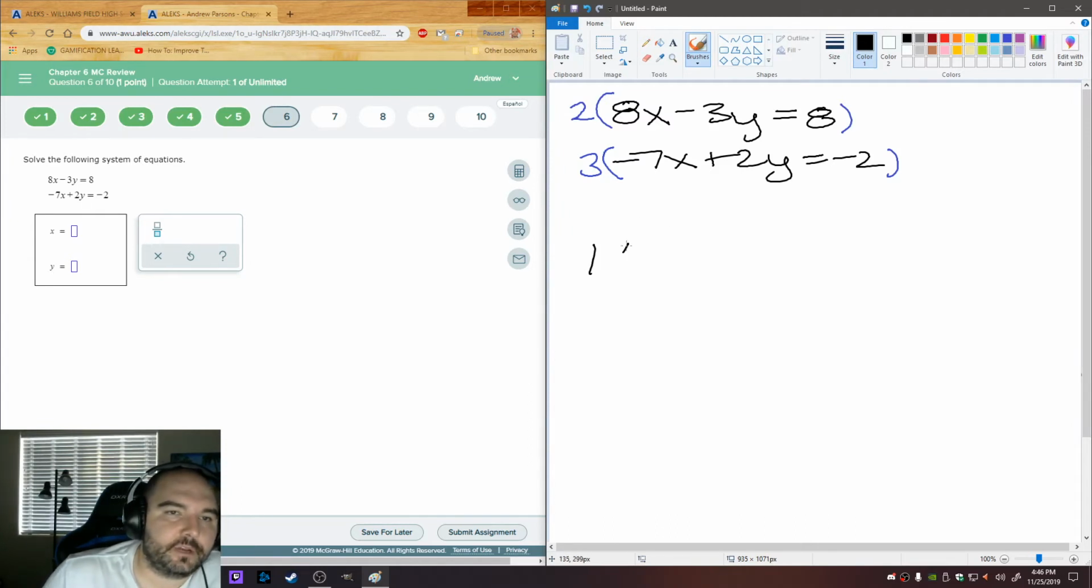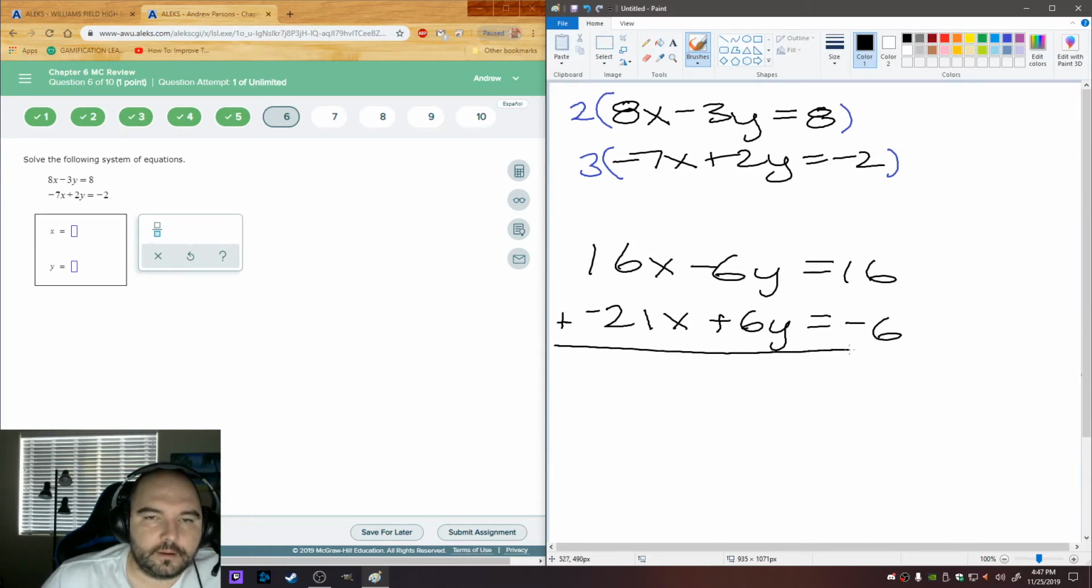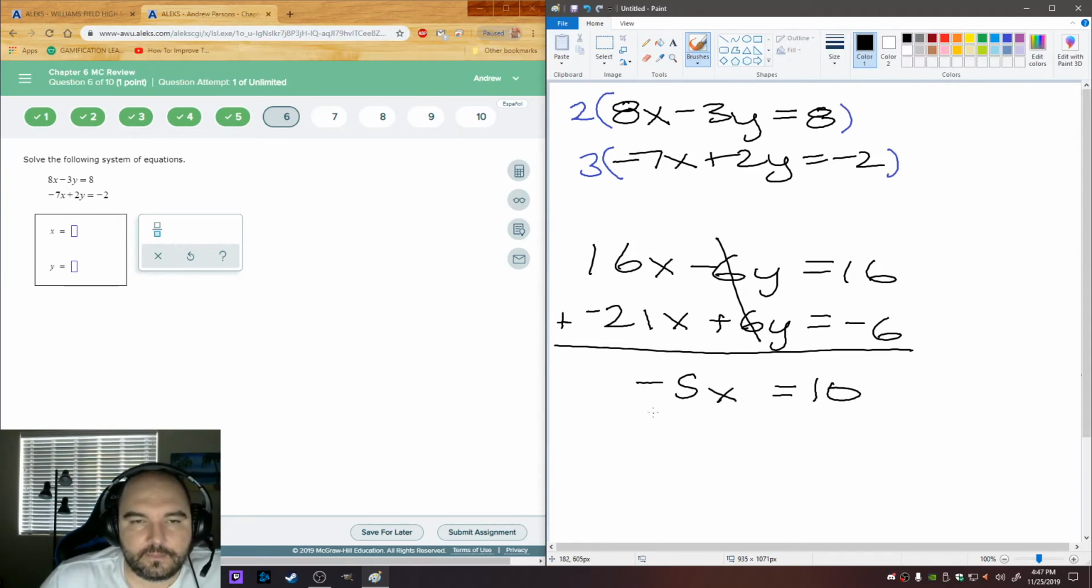All right, the first row is going to become 16x minus 6y equals 16. Lots of 6 in there. Negative 21x plus 6y equals negative 6. Okay. Add them together. The y's cancel out. Let me just get that now. 16 minus 21 is negative 5x. 6 minus 16 is negative 10... Divided by negative 5 on both sides, and I get x equals negative 2.